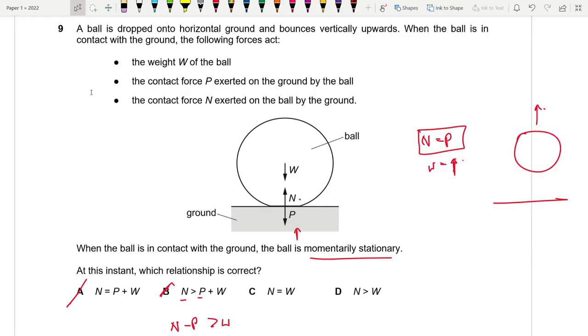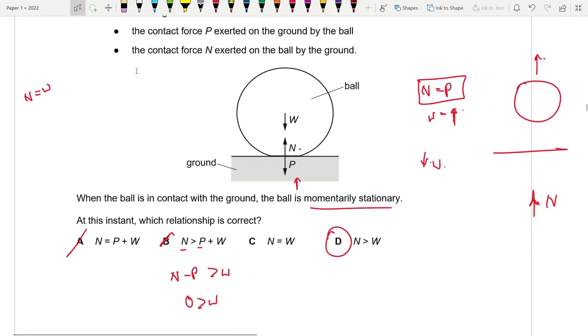So even if it's momentarily at rest, it's not in equilibrium. If it was in equilibrium, it wouldn't have bounced. Then N would also have been equal to weight. That would be C then. But here, they told us that it's going to bounce vertically upwards. So there, it's not in equilibrium, and the force from below, N, must be greater than the force that's going downwards. So N must be greater than W, since the ball is bouncing upwards. This is what you guys need to understand. And if it remained at rest, if it did not bounce, then N would be equal to W, okay?